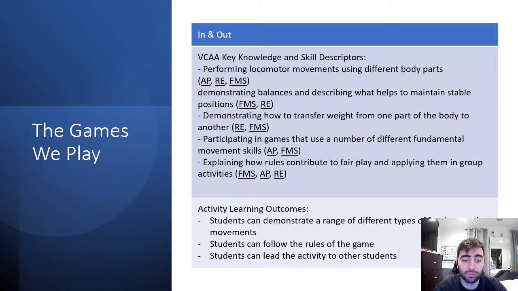So our students will be performing locomotor movements, and they'll be using different body parts to do so. They'll be demonstrating balance, demonstrating how to transfer weight. They'll be participating in a game that makes them use different fundamental movement skills, and explaining how the rules of the game will contribute to fair play and applying them as a group. And the learning outcomes for this activity will be students demonstrating a range of different types of fundamental movement skills. Students will be able to follow the rules of the game, and students can lead the activity in small groups to other students.